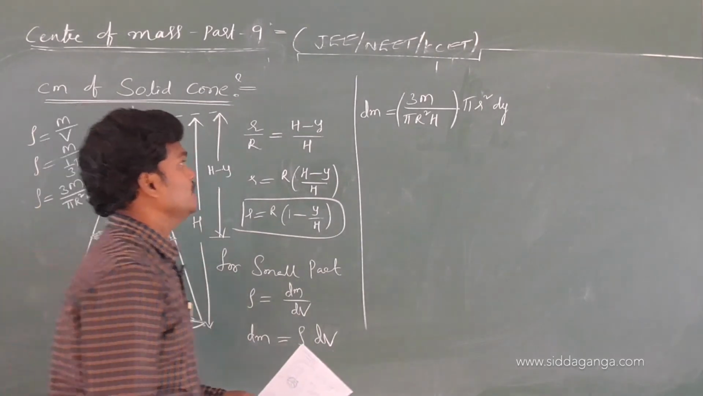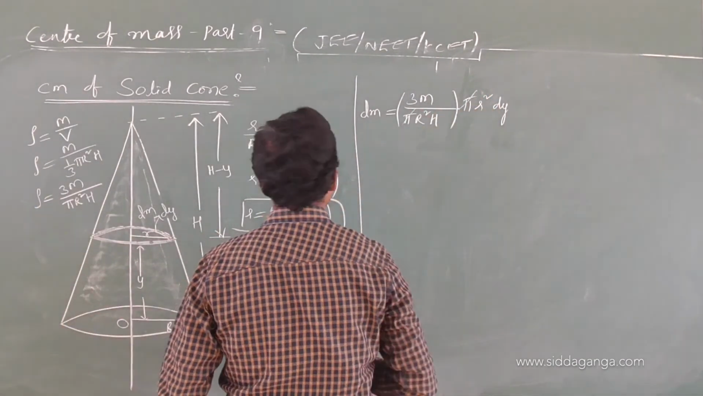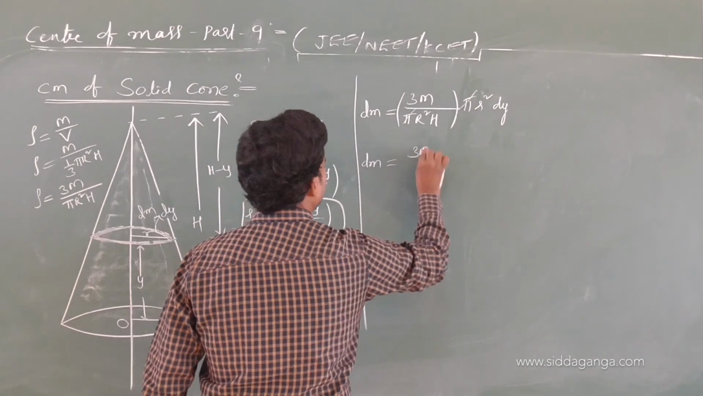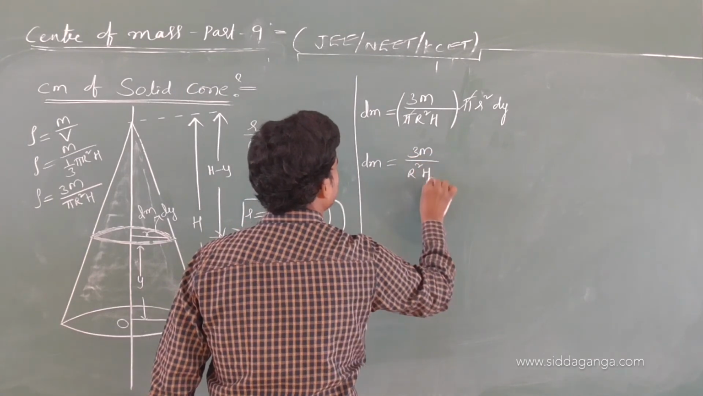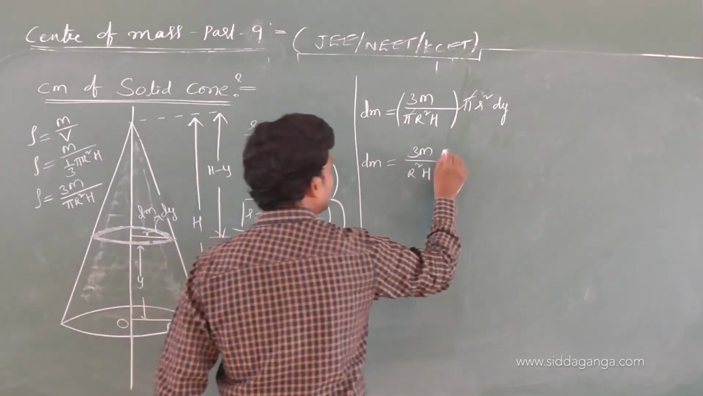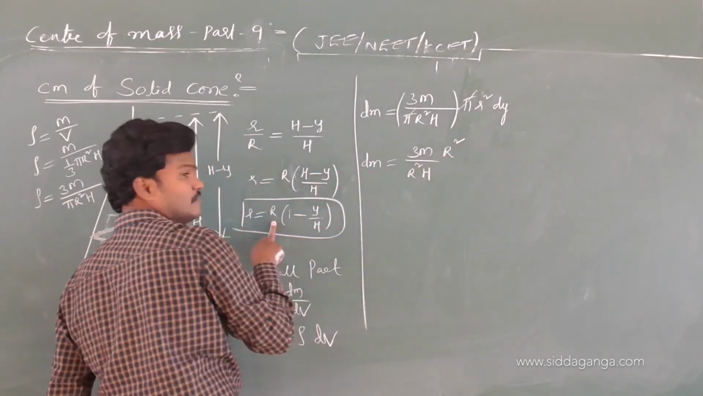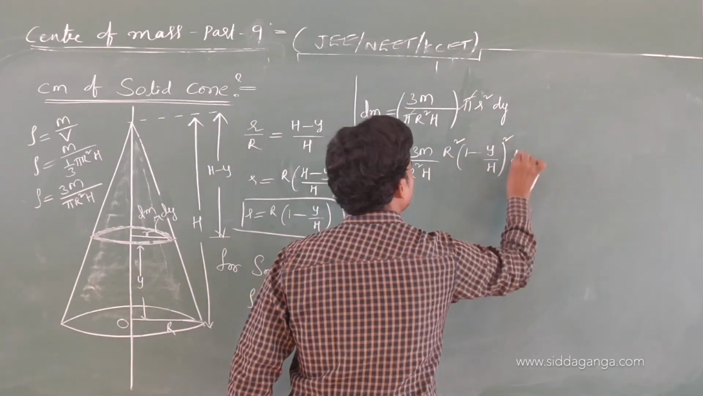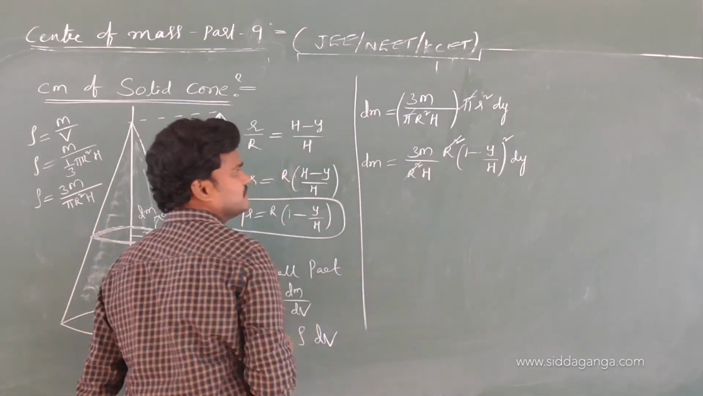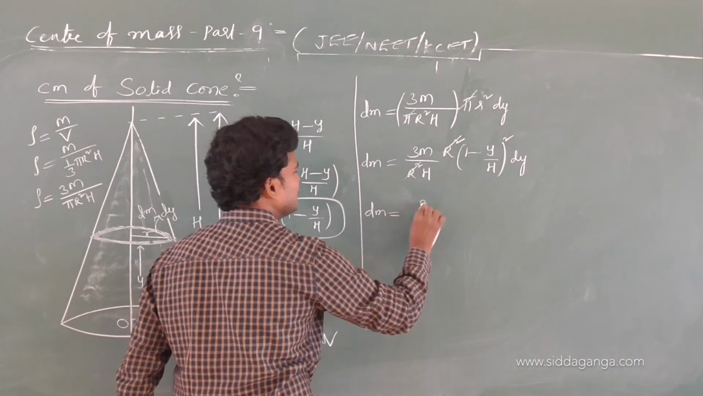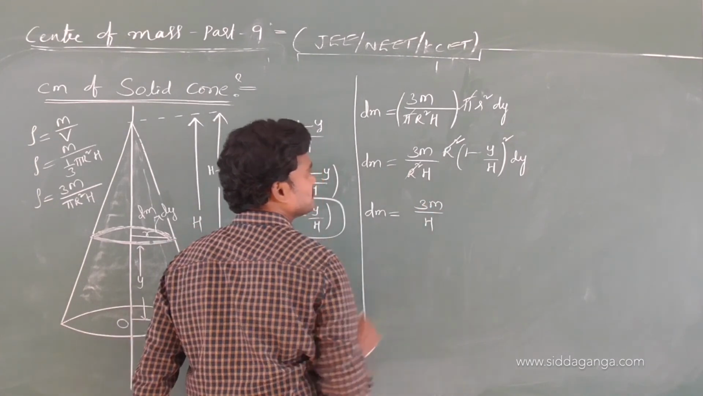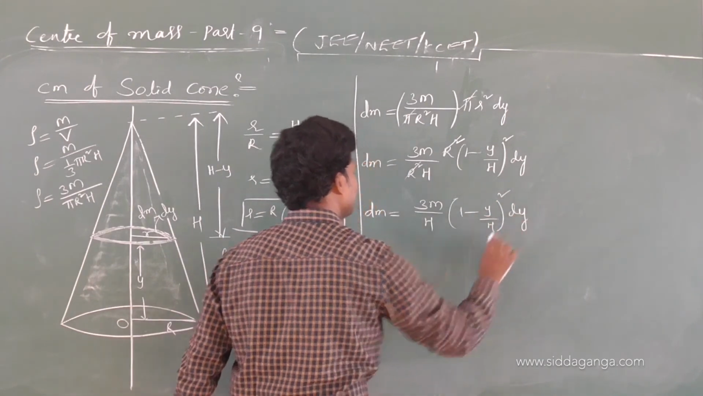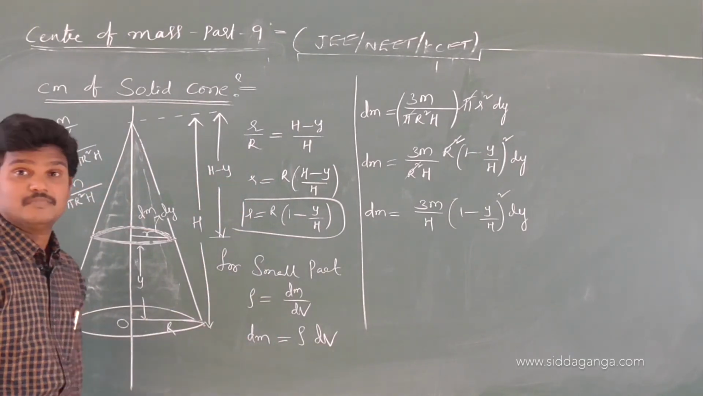Observe carefully now. Pi gets cancelled. dm is equal to 3M by R square h, times small r square. Small r we got: capital R square into 1 minus y by h whole square dy. R square gets cancelled. So dm is 3M by h into 1 minus y by h whole square dy.